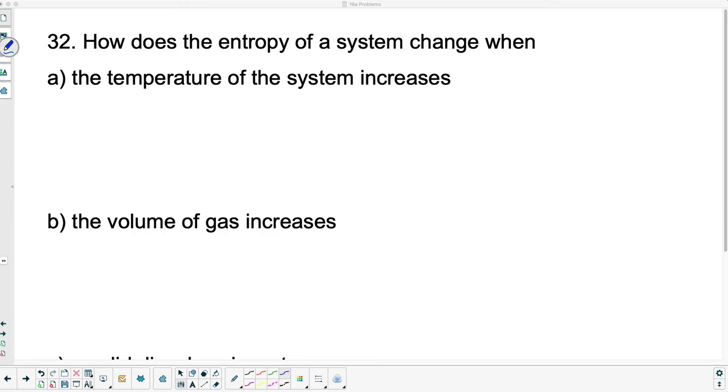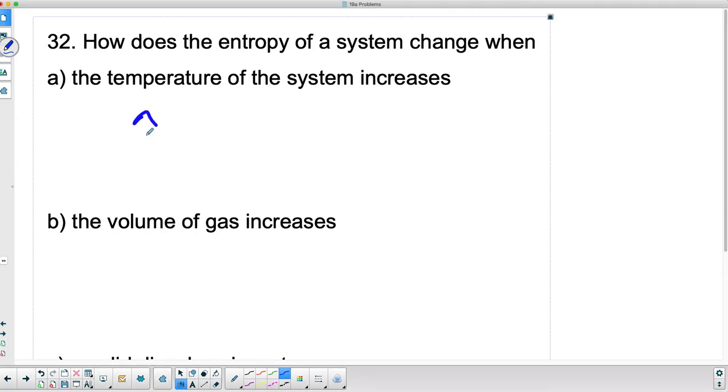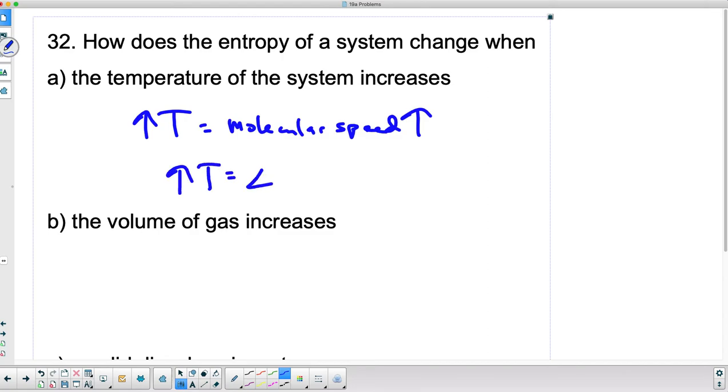Well, the molecules move faster when temperature increases. Okay, so when temperature increases, then molecular speed also increases. That means more randomness, so entropy goes up. Temperature increase, entropy increases.